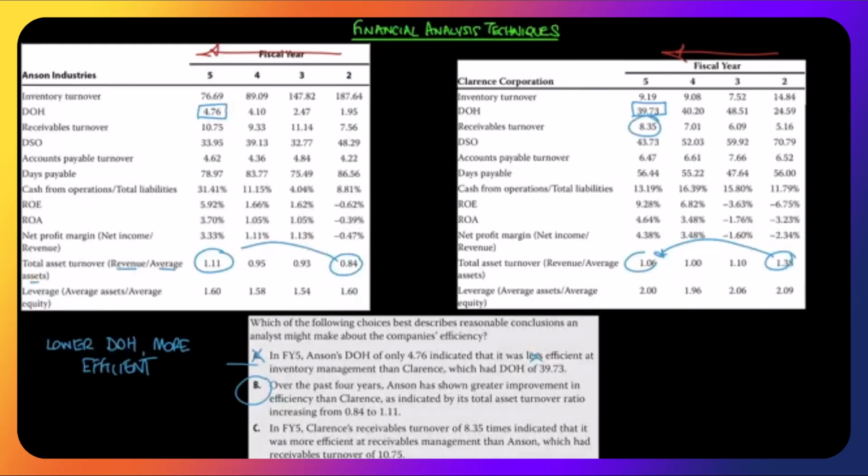Indicated that it was more efficient at receivables management than Anson, who had a receivables turnover of 10.75. Well, no. Again, if you have a higher receivables turnover, you're turning over your receivables more quickly, which in turn will lead to a lower days of sales outstanding, more efficient. So Clarence is not more efficient. C is indeed incorrect. That's the LOS. We have ratios. Let's start using them.